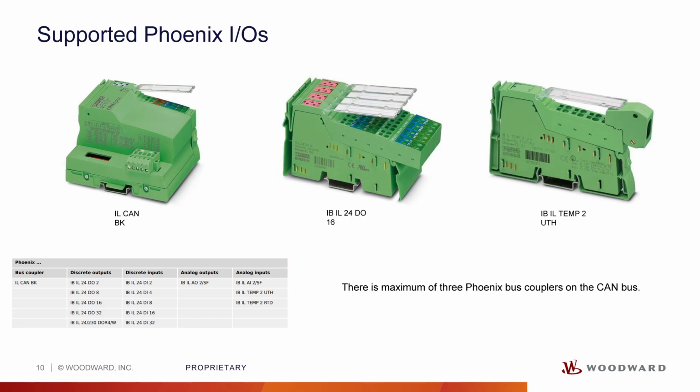In this slide, we'll provide an overview of the supported Phoenix Contact I/O modules. Supported modules include the EasyGen BK, a CANopen bus coupler for connecting the I/O system, the IB-IL24DO16, a 16-channel digital output module, and the IB-IL-Temp2UTH, a temperature measurement module for precise monitoring applications. All other supported Phoenix I/O modules are listed in the table on the left side, providing a comprehensive reference for your configuration options. It's important to note that a maximum of 3 Phoenix bus couplers can be connected to the CAN bus.